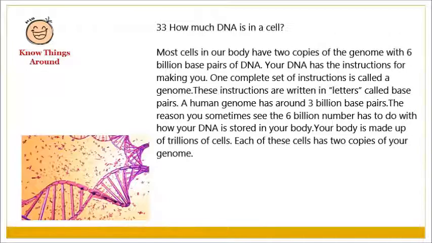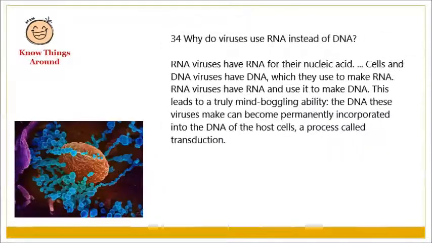Your DNA has the instructions for making you. One complete set of instructions is called a genome. These instructions are written in letters called base pairs. A human genome has around 3 billion base pairs. The reason you sometimes see the 6 billion number has to do with how your DNA is stored in your body. Your body is made up of trillions of cells. Each of these cells has two copies of your genome.